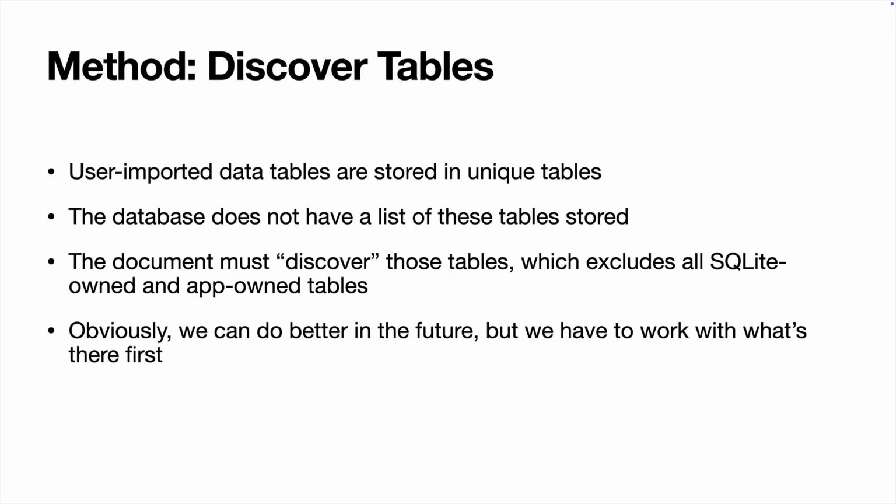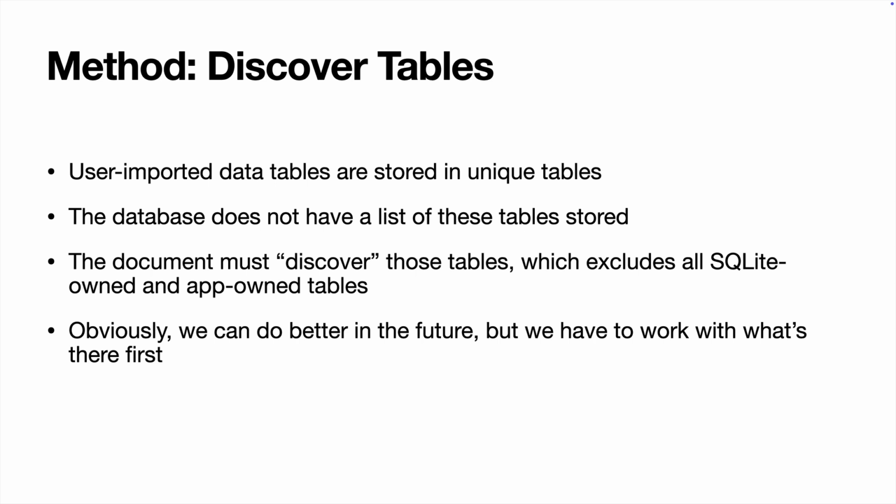The first method is called Discover Tables. What this method does is look for user-imported data tables. Now, the way it works in the app is that when you import a data table, it will create a unique table inside the database, usually with the file name as the base name. And so we'll attempt to create all the columns and everything for that table.